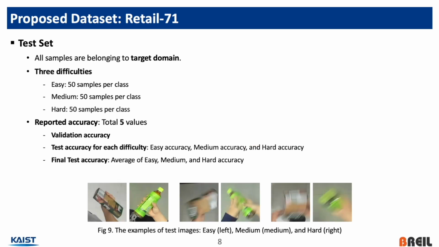All samples in the test dataset belong to the target domain. We've organized the dataset into 3 levels of difficulty: easy, medium, and hard, with 50 samples per class for each level.